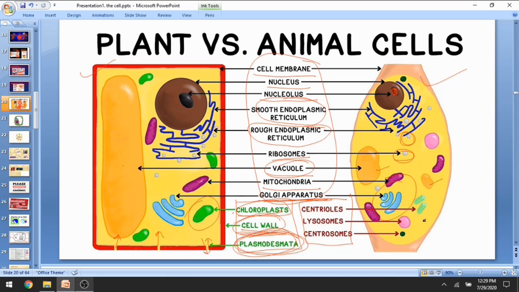Getting back to animal cells once again, centrioles are responsible for giving shape to the cell, maintaining the entire structure of the animal cell. These are centrioles. I'm going to discuss each and every part of centrioles in my next video, so don't forget to see that video as well.